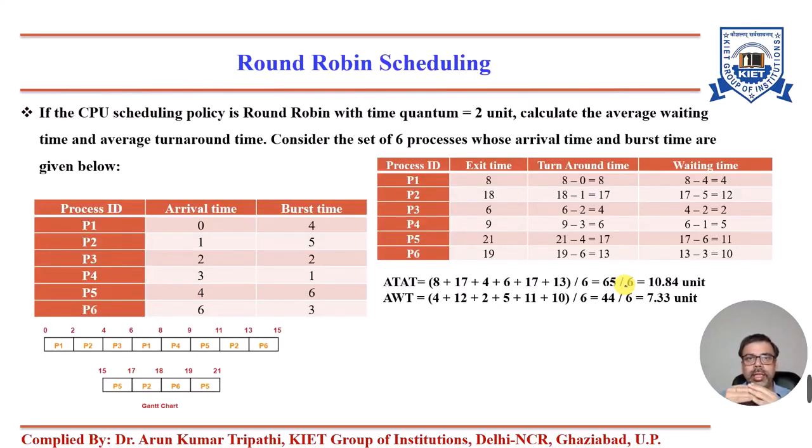Now, here is an example of round robin scheduling. Consider a time quantum of 2 milliseconds or 2 units of time, and there are 6 processes P1, P2, P3, P4, P5 and P6. The arrival time is also given, and the burst time is also given. Now firstly draw the Gantt chart. How will the Gantt chart be drawn? I am designing it myself.